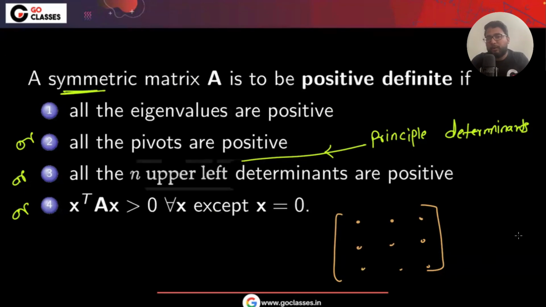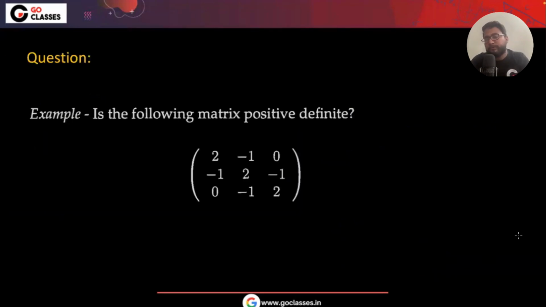Now let's try to understand these conditions, what I mean to say. Suppose in this question they're asking, is the following matrix positive definite or not? Let's see if we can answer this question. One way to answer this question is using the pivots. Another way is using the eigenvalues. And there are multiple ways, as I told you.